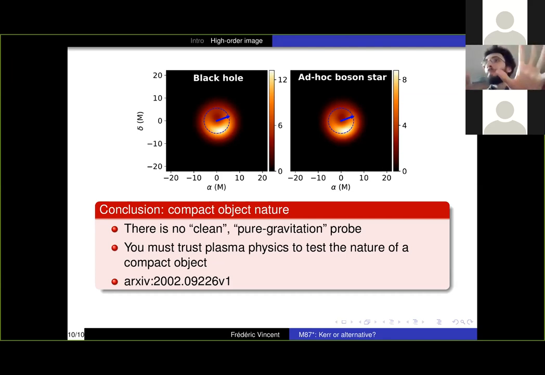Of course, it doesn't mean that you cannot make a difference between a boson star and a black hole, but what it means is that gravity alone is not sufficient to make a clear difference. You need to understand and to trust your plasma physics. Essentially, the property of your accretion flow around your boson star is as important, and maybe more important, than gravity in order to make a clear comparison between the two objects. Okay, so sorry to be so quick on this, but I hope you can have a look at the paper if you're interested. Thank you very much for your attention.